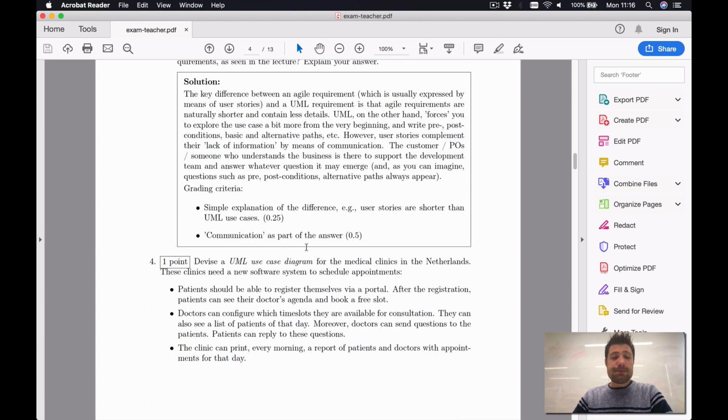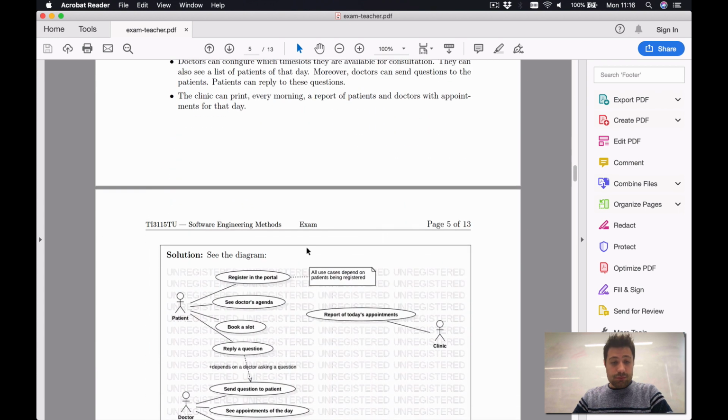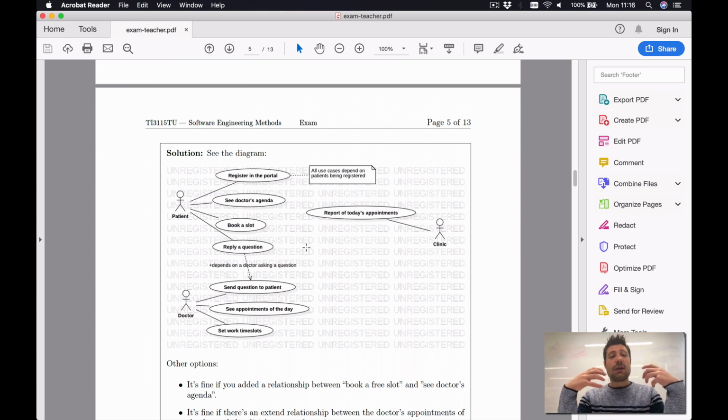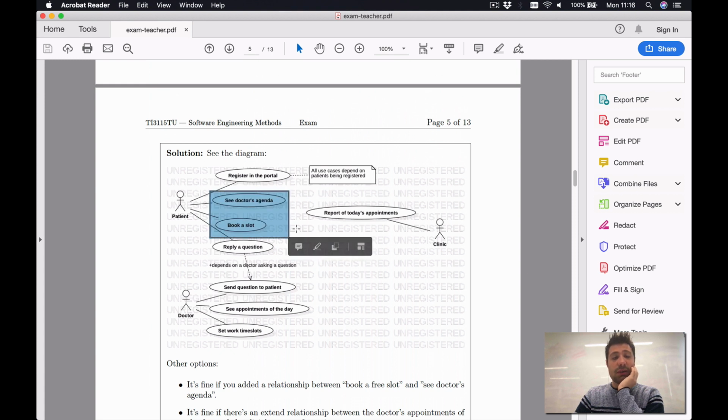Then, when it comes to the UML use case diagram, I saw lots of beautiful diagrams, very well done. I think 99% of the answers had all the actors, all the functionalities. Common things that I can talk about: in some use cases, I saw that these two use cases were connected, see doctor's agenda and book a slot, as if they were one thing. And while it's always tricky to discuss whether they should be combined or not, I think seeing the doctor's agenda and booking a slot is a complex feature by itself, and it deserves its own use case.